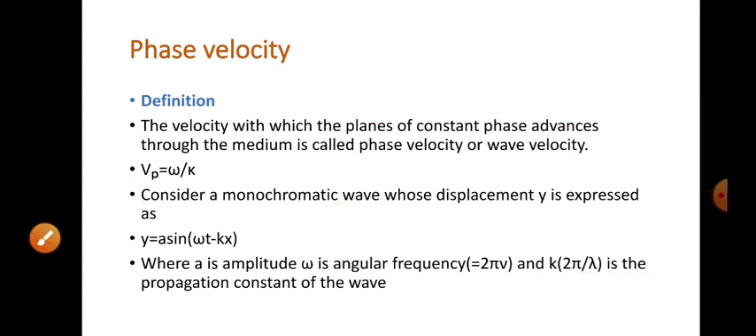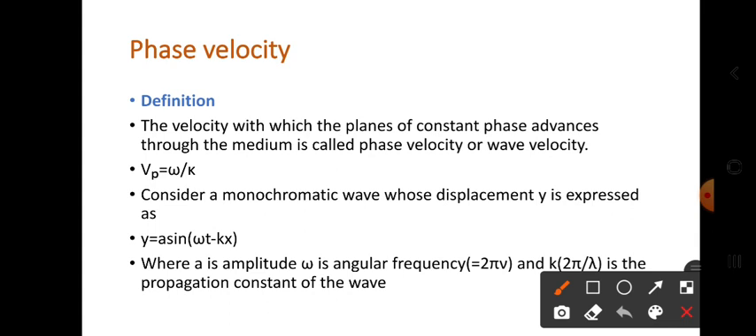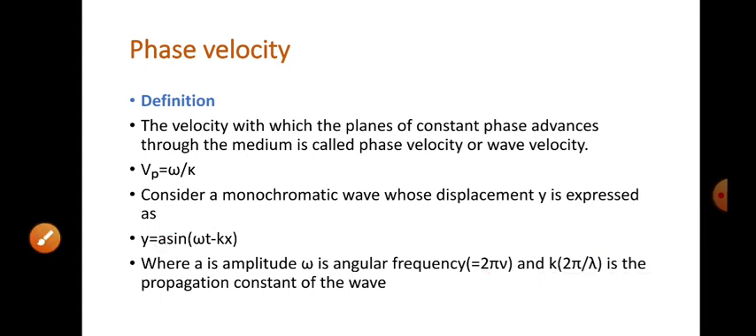Now see, the displacement y equals a sin(omega t minus kx). Here, what is the small a? Amplitude. Omega is angular frequency, which can be written as 2 pi nu, and the propagation constant k can be written as 2 pi by lambda, the propagation constant of the wave, right?